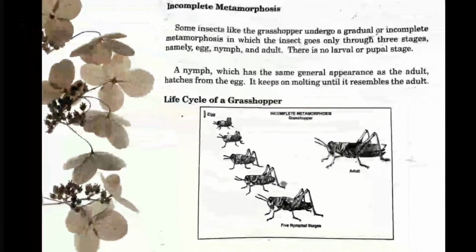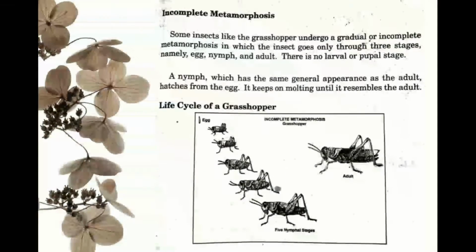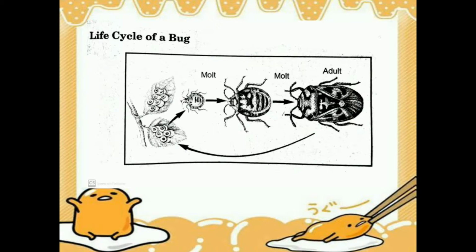So, incomplete siya. So, itong 5 nymphal stages and ito na yung adult niya. So, yan ang life cycle of a grasshopper. So, ito naman yung sa bug. From egg, magmomolt siya. And magiging adult na siya. So, incomplete metamorphosis pa rin siya kasi wala siyang larval or pupal stage.